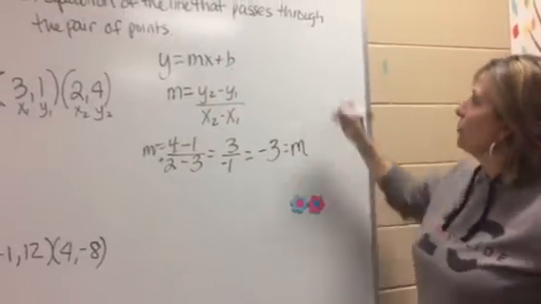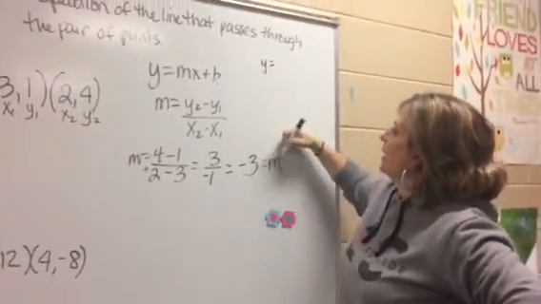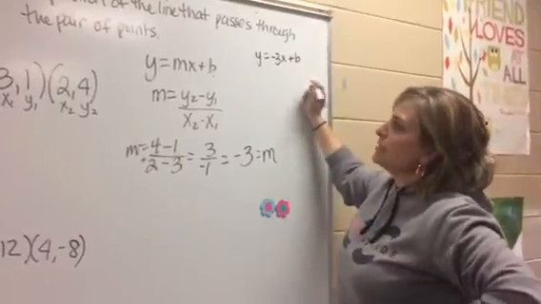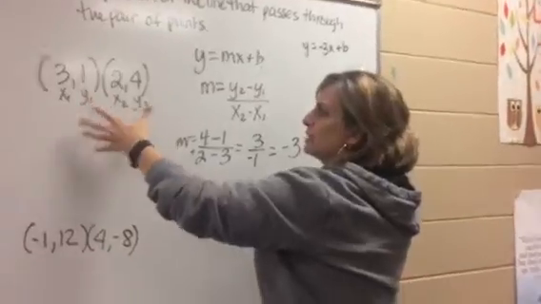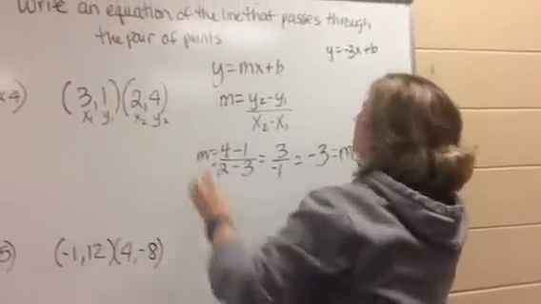So now you're going to go back into y equals mx plus b. Y equals -3x plus b. I don't know what b is, but I can use either one of these points. Whichever point you use, it doesn't matter. Your b will come out the same. Pick a point. Let's use (3, 1).